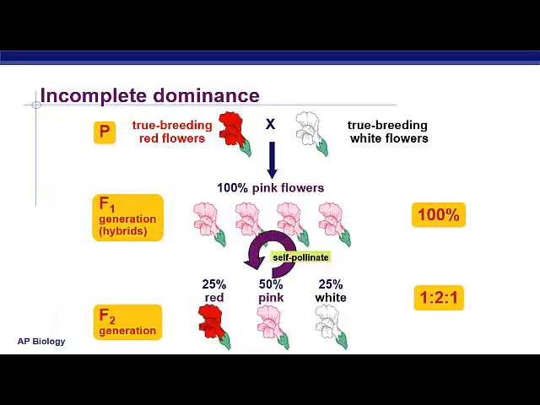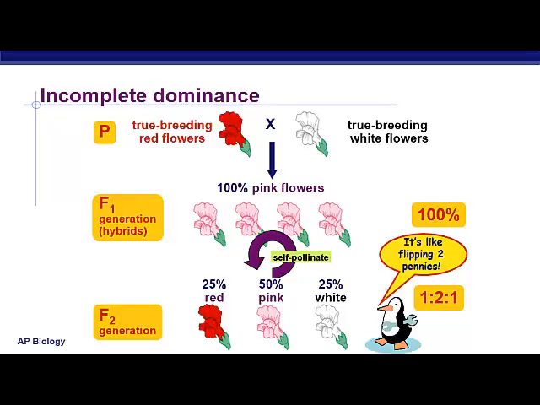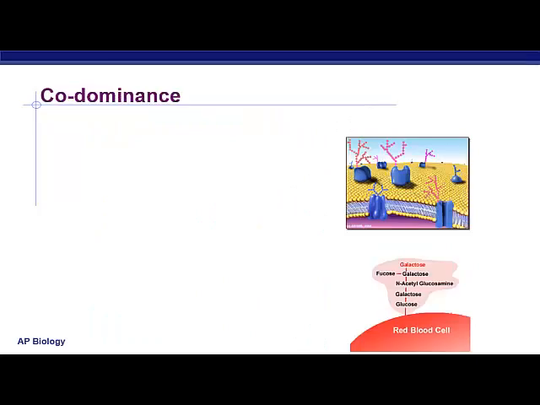Here's what that looks like. Red and white made 4 pink flowers. Pink flowers crossed together makes red, white, and pink. By the way, the 2 original plants are called the P generation. Those are the parents. The F1 is referring to the first generation of offspring. And F2 is when you take two of the first generation of offspring and cross them together to make the second generation. Okay, next. So that was incomplete dominance. Next one is codominance.